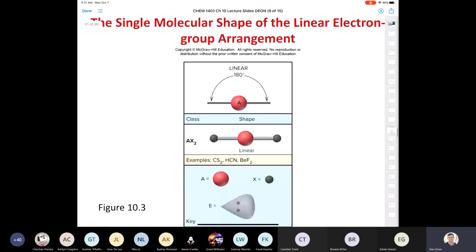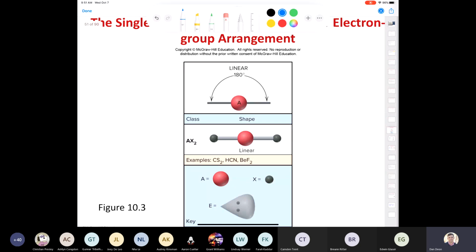Okay, so let's get back to our linear molecule. Show some examples here. The bond angle in linear is 180 degrees. We've gone over this already. One of the examples that they put in here is carbon disulphide, CS2. I'll throw something else in the ring here, which would be CO2. Okay, so carbon dioxide is a linear molecule, and I showed you that earlier on.